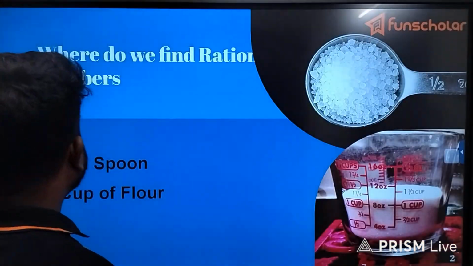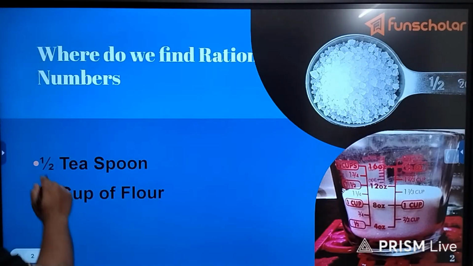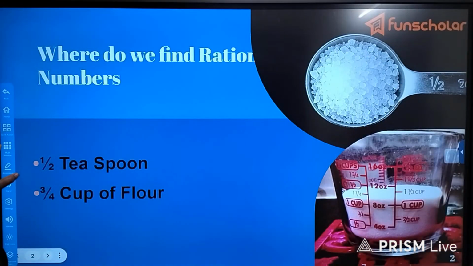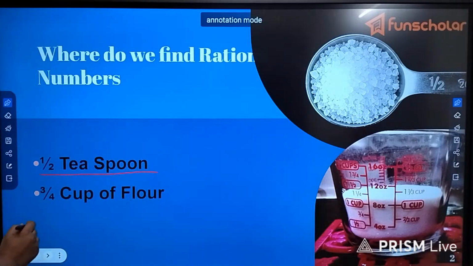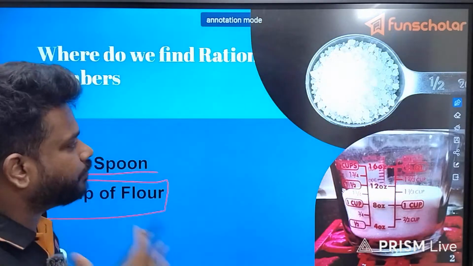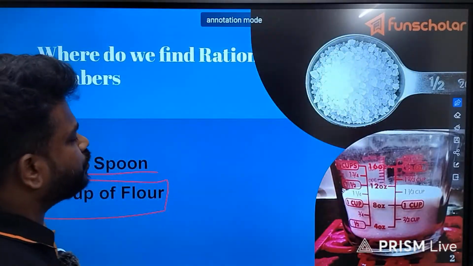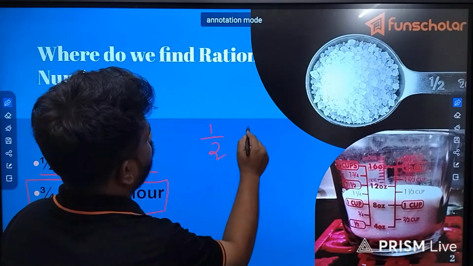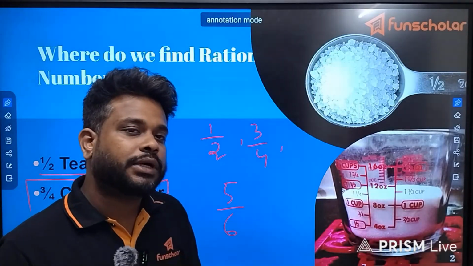So let's start. First, where do we find rational numbers? Like half a teaspoon, 3/4 cup of flour. These are all examples of rational numbers which can be found in nature, or which we can find naturally. We all know that these are fractions, 1 by 2, 3 by 4, 5 by 6, but they are rational numbers as well.